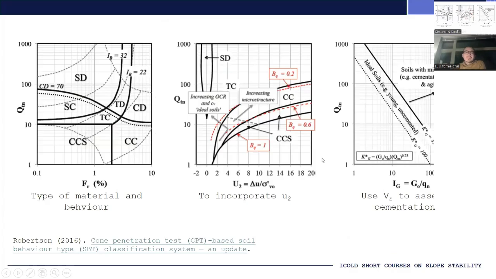And this is the suite of three charts that Peter Robertson suggests for assessment of the state of the soils, including tailings. And I want to bring your attention to this one over here, which uses shear wave velocity to assess whether there is any cementation between the soil particles.